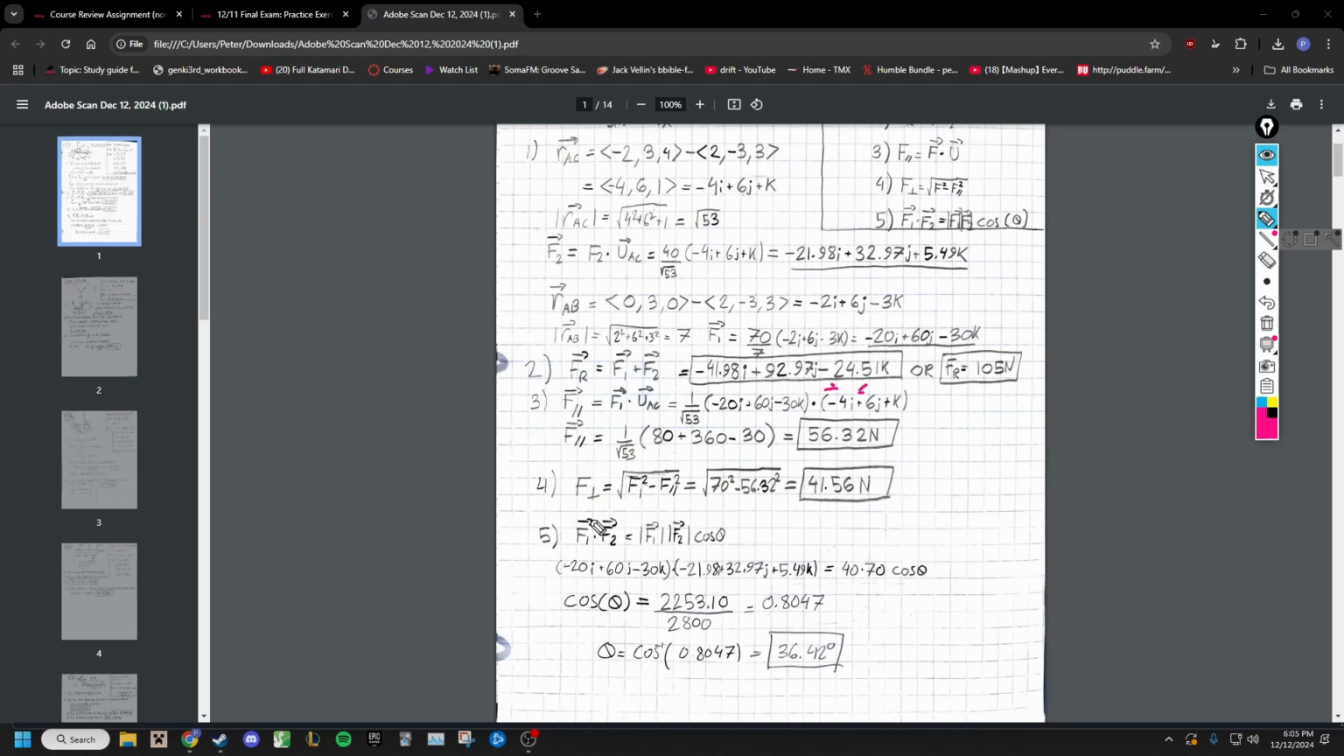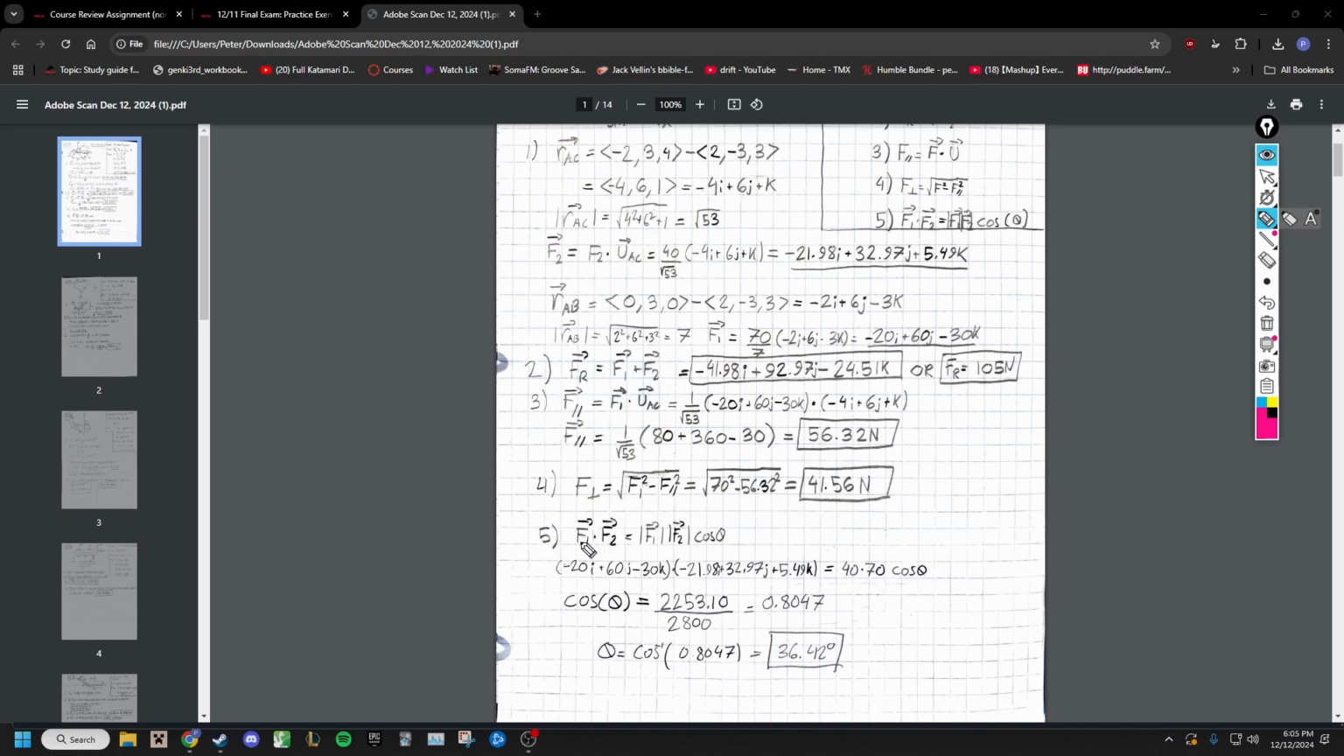To find the perpendicular projection, we take the magnitude which was given early in the problem, which is 70. We square that, and we subtract the square of the parallel component from the overall magnitude squared. And from that, we get that the magnitude is 41.56 newtons.